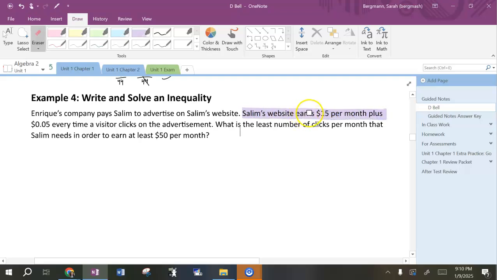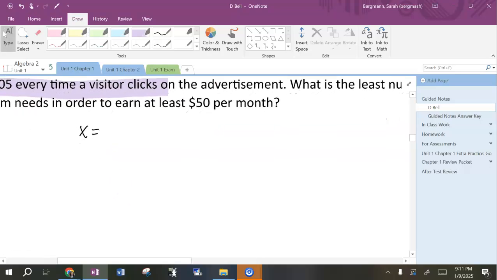I know that this part is important. They earn $15 per month plus 5 cents for every click. Then I also know that the part with the question mark, what is the least number of clicks per month, is going to give me my variable. So the unknown, the variable, or what's changing, what they're asking us to find, is the number of clicks. So I'm going to define the variable, which means tell me what X stands for. Like, what does X mean? X means the number of clicks.